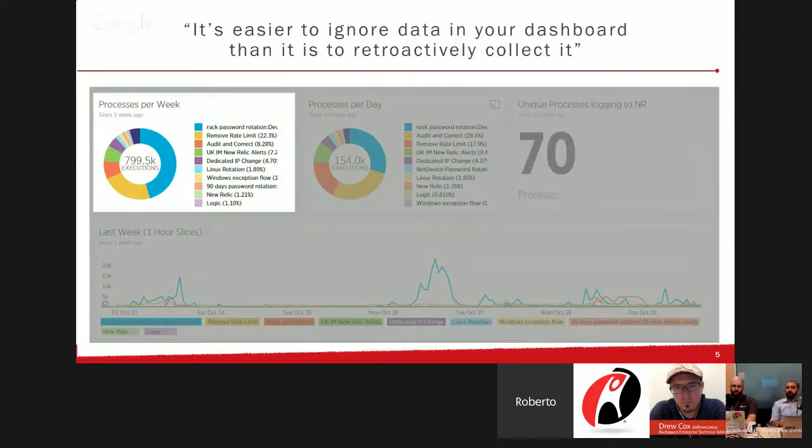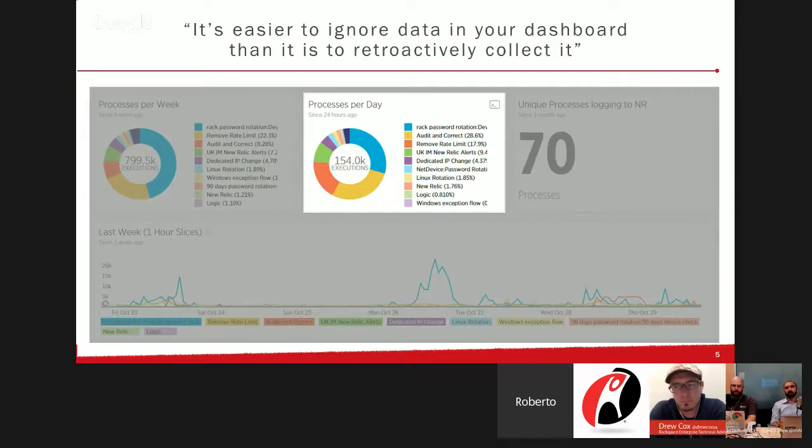We're running about 800,000 executions every week, and that's about 100 to 150,000 executions every day. So you're looking at about 100 executions a minute through this system, and every single one of these process executions is logging its entire execution status and variables and everything straight to New Relic. And because we have this amount of data, we're able to see so much more.